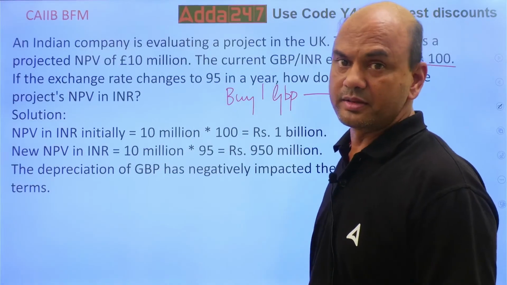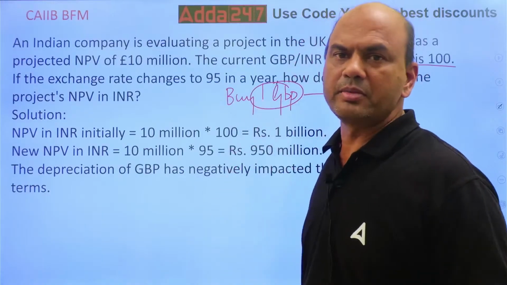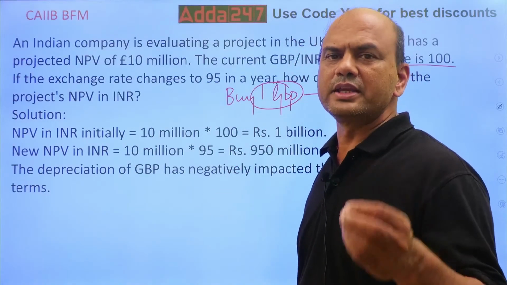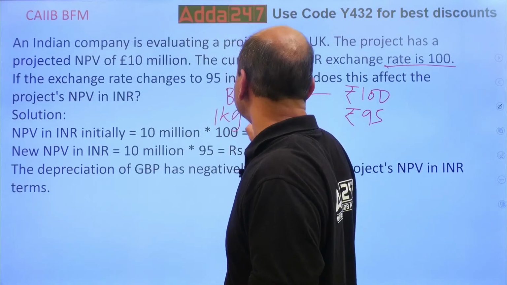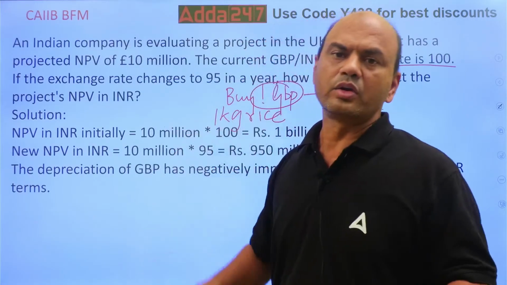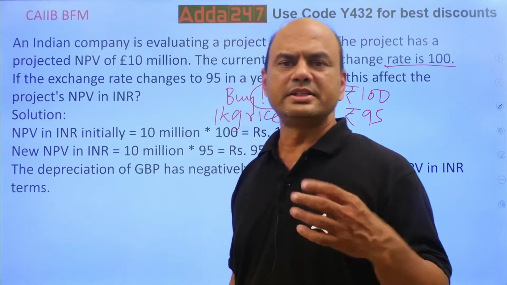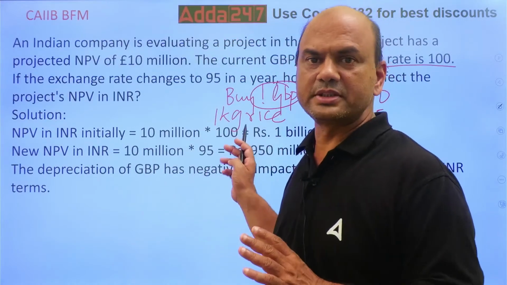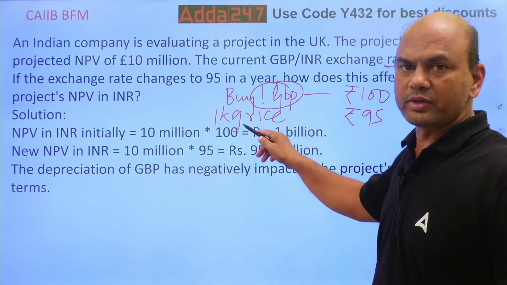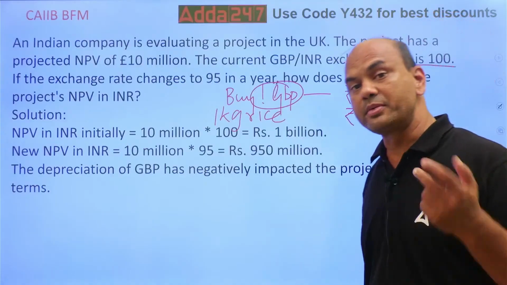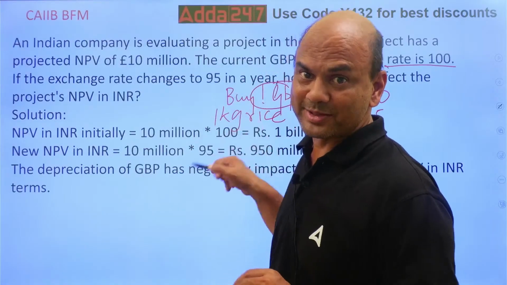What does this mean? Forget the GBP. Let's say you require 1 kg of rice, because commodities are the same everywhere. You call it GBP, dollar, rice, gold, shares, anything, the logic remains the same. So 1 kg of rice was earlier 100 rupees. Now 1 kg of rice is 95 rupees. So the price of the rice has come down. So the price of GBP has come down.